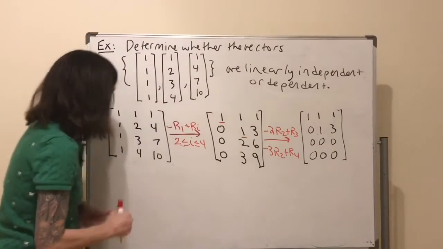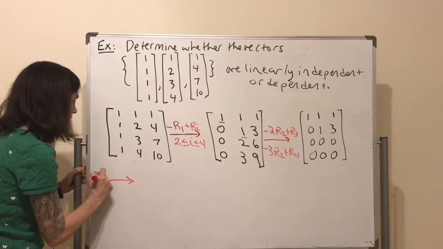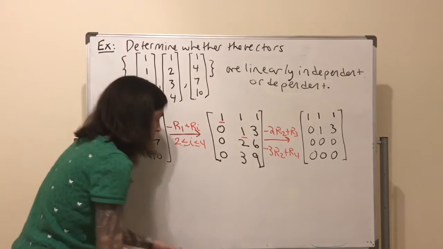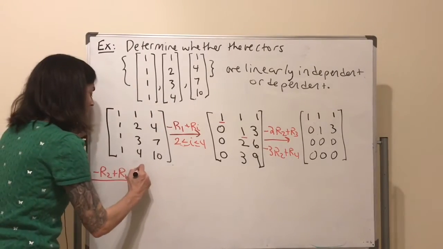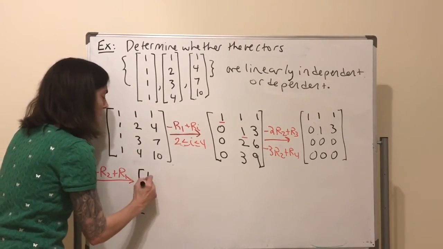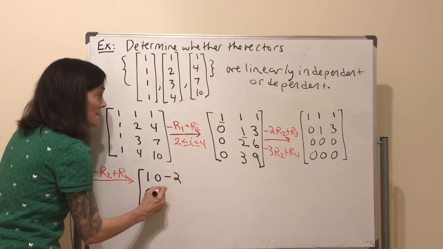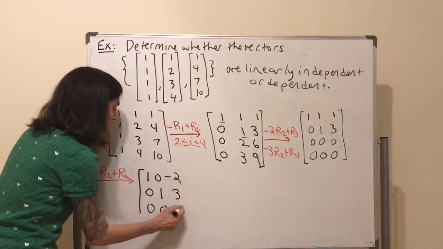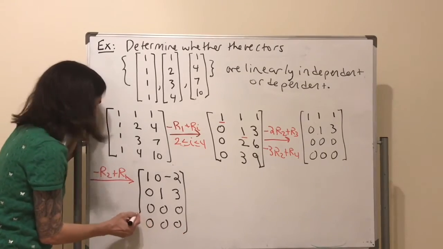One more step. If I add minus row 2 to row 1, what do I have? Well, reduced row echelon form is what I will have. I will have 1, 0, minus 2. I will have 0, 1, 3, and then I have 2 rows of zeros, right?